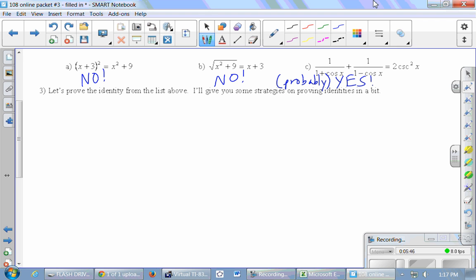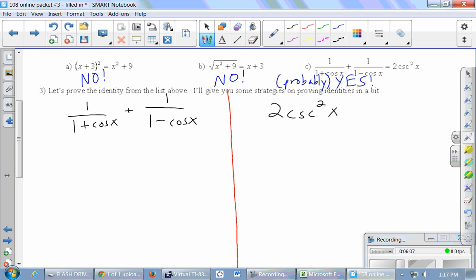Okay, so we're going to take this left-hand side here, 1 over 1 plus cosine x, plus 1 over 1 minus cosine x, and then the right-hand side, 2 cosecant squared. And normally this is an equal sign in between. I'm not going to put an equal sign in between. I'm going to put a big red line straight down the middle here.